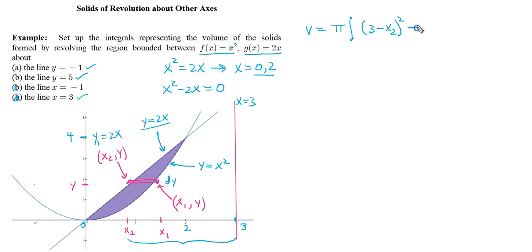squared minus, now the inner radius is the distance from here to here, so that is this distance. So that's going to be 3 minus x1 squared dy. And y still varies from 0 to 4. And now we just need to rewrite x2 and x1 in terms of y, which we did previously.